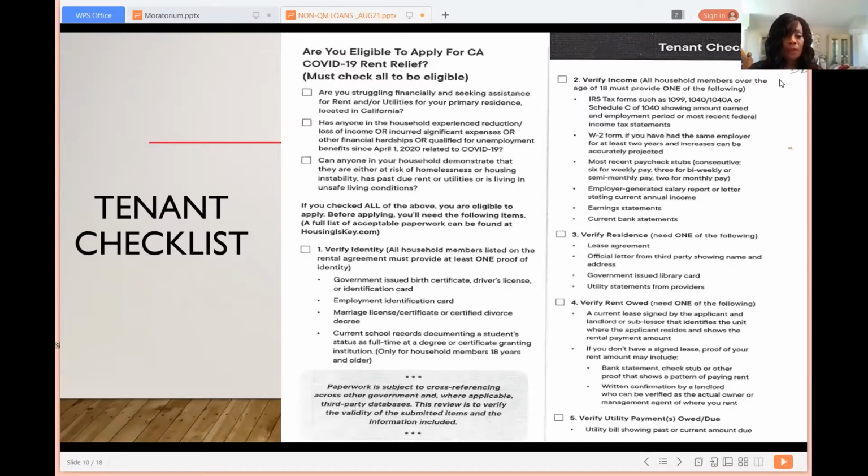A lot of people were thinking because they got the unemployment money that they don't qualify. If you got the unemployment money, we know you weren't working, so it does help. You want to report that, so you check that box.